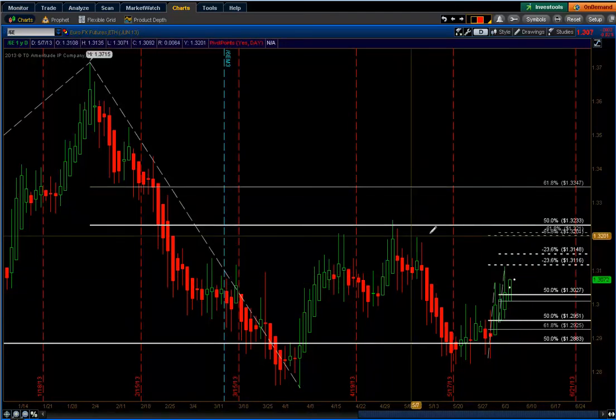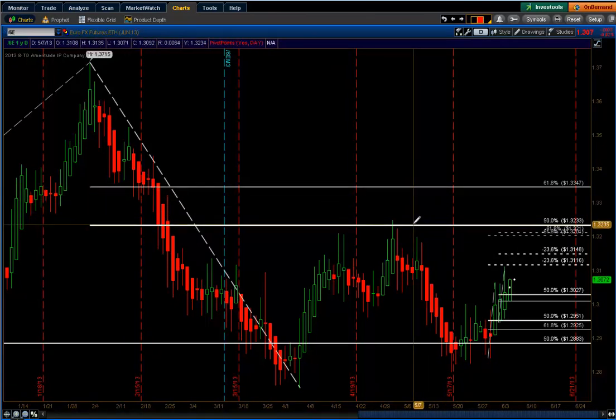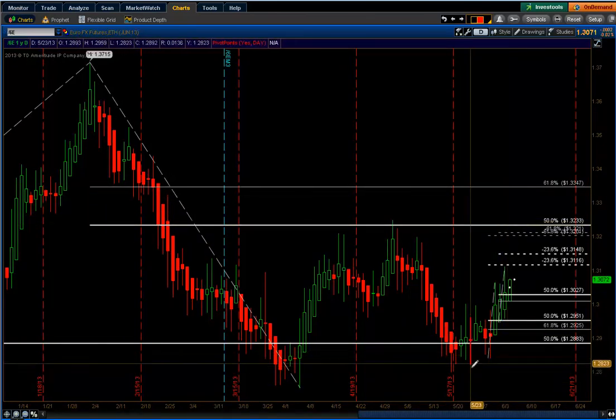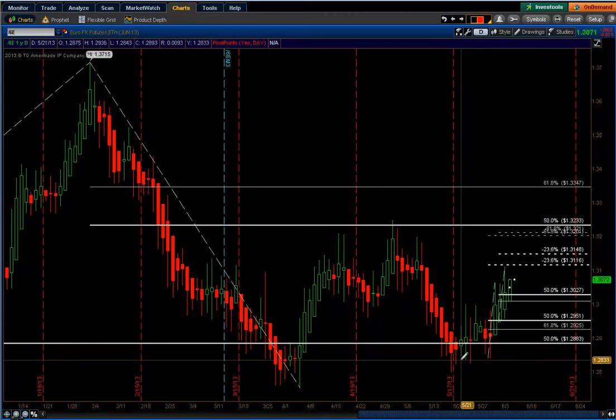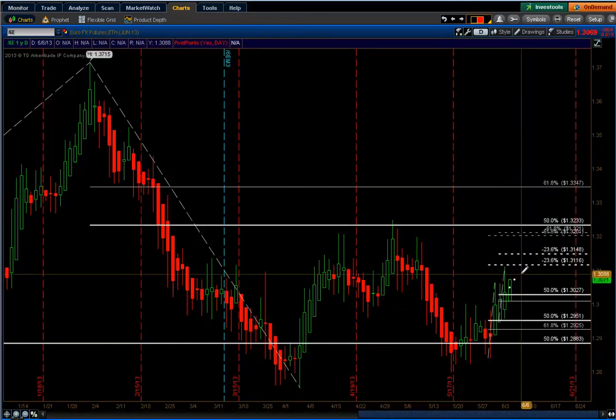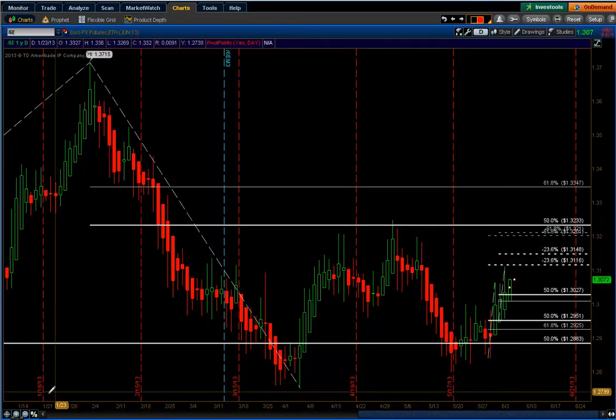If you're going to be shorting, you're going to want to do it at the 32.33 on the larger time frame. And if you want to be going long in the larger time frame, you want to be doing that at 28.83s, that region. So staying out of the middle section really helps to avoid getting chopped up.